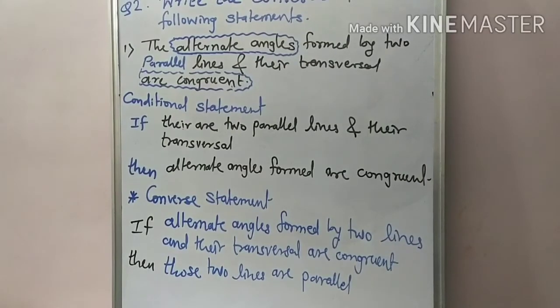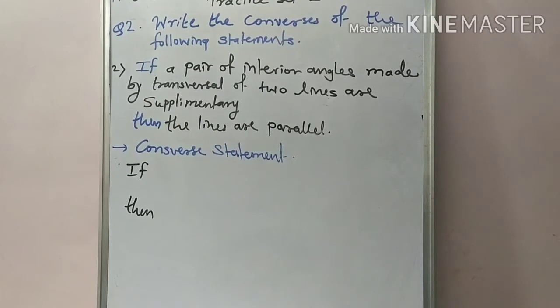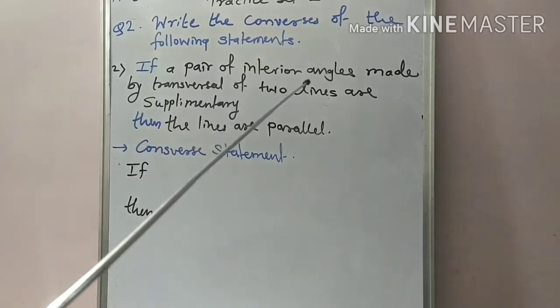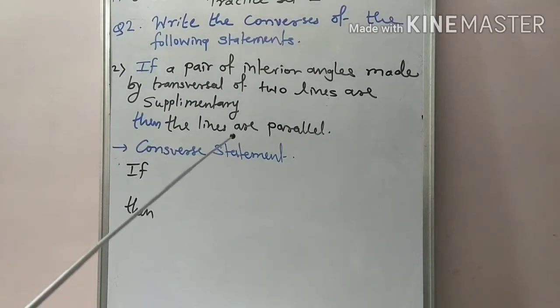Okay students, now we try the second one. The second given statement is: if a pair of interior angles made by a transversal of two lines are supplementary, then the lines are parallel. This is one more property about the interior angles of two lines and their transversal. If a pair of interior angles made by a transversal of two lines are supplementary, then the given two lines are parallel to each other.